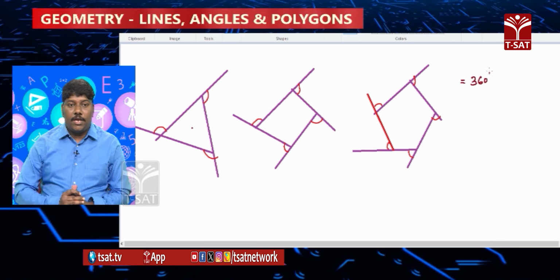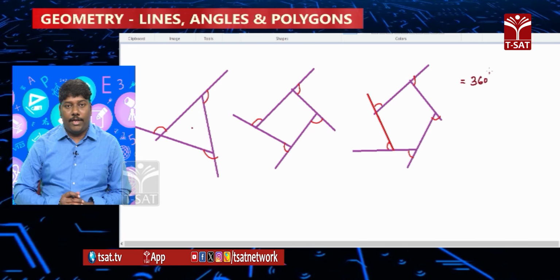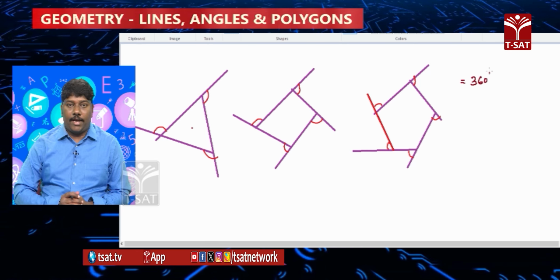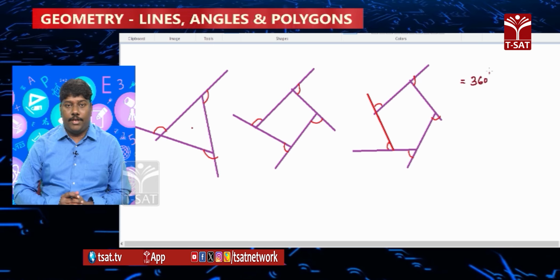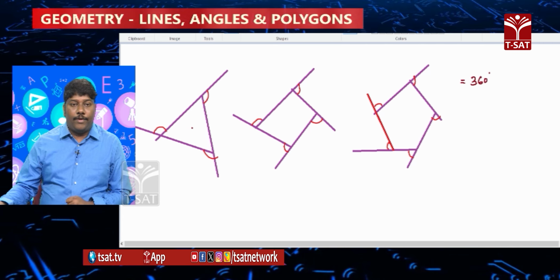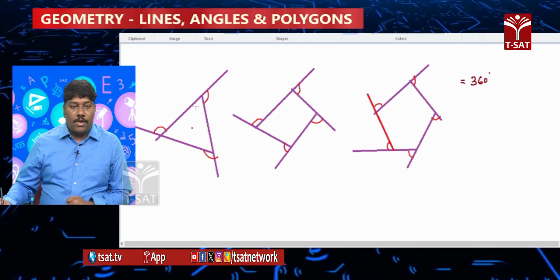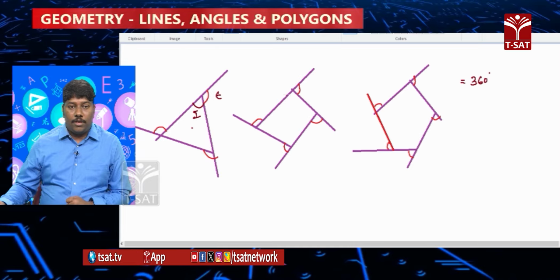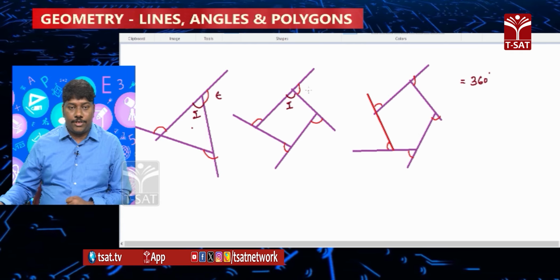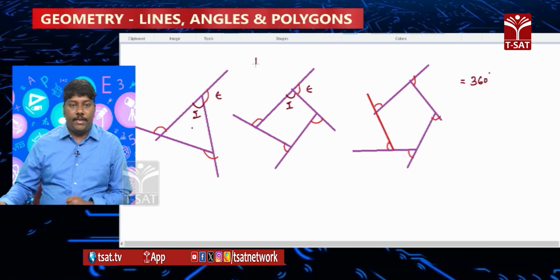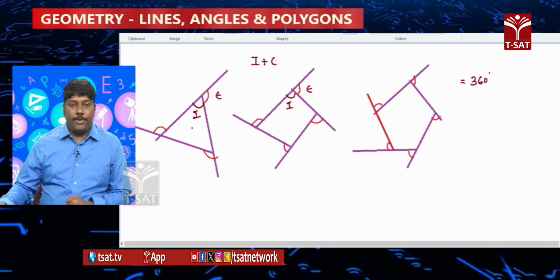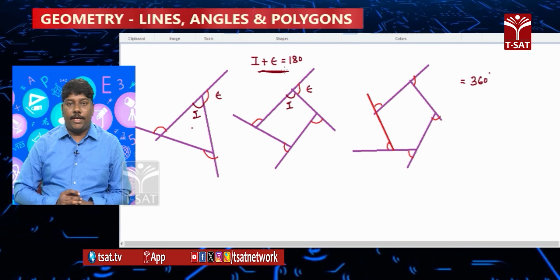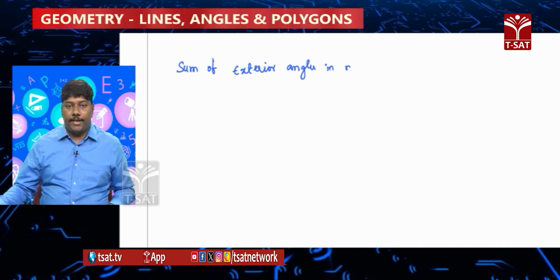Now assume that each polygon is a regular polygon. If each polygon is a regular polygon, what is each exterior angle? Each exterior angle is 360 degrees divided by n. One more thing we can clearly see here: this one is an exterior angle and this one is an interior angle. In any polygon you take, interior angle plus exterior angle is always equal to 180 because it forms a linear pair.